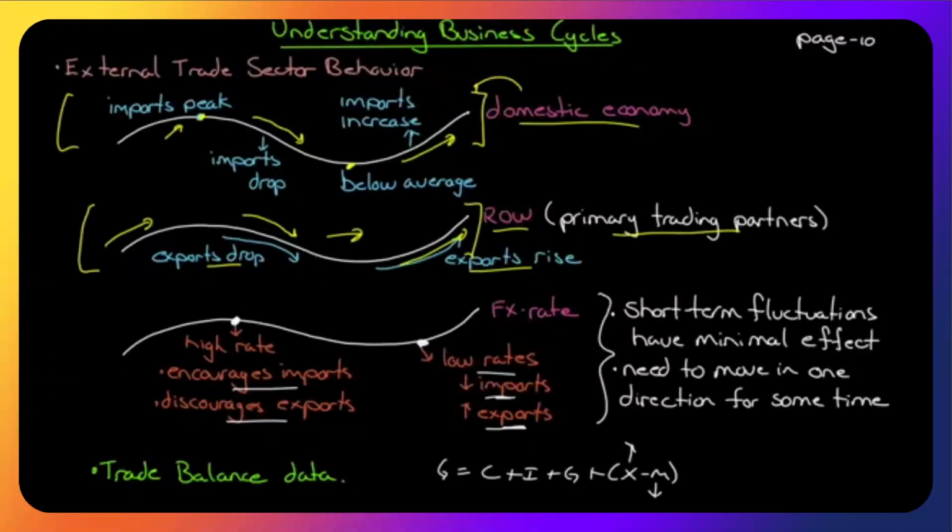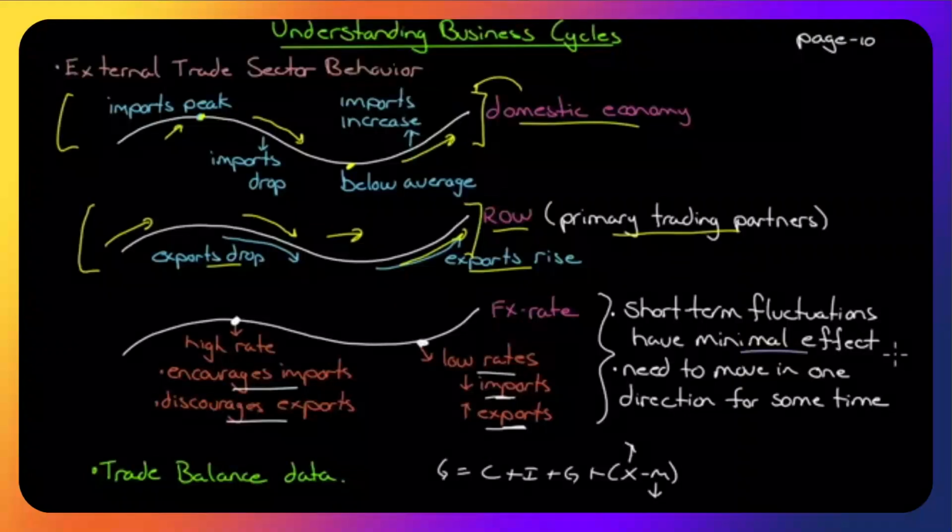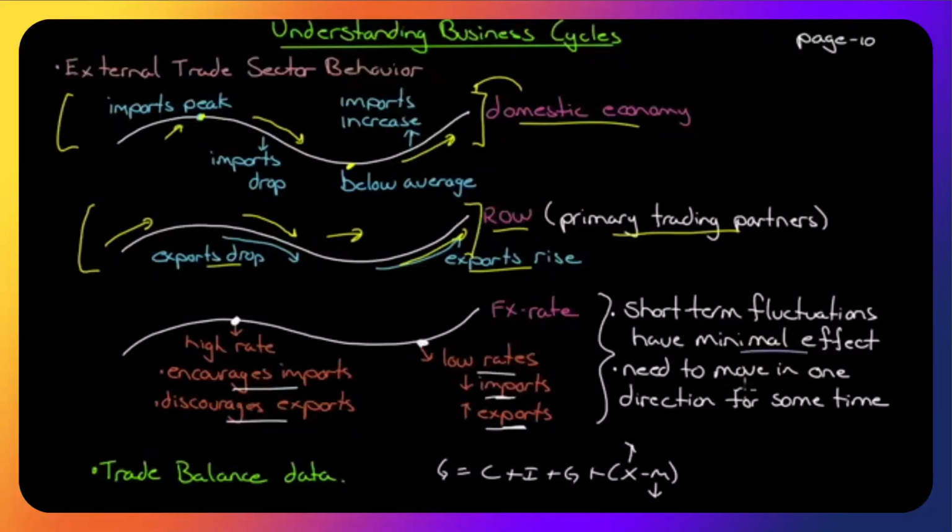It's not short-term fluctuations that really matter. Short-term fluctuations have minimal effect because a lot of supply contracts are for long periods of time. Companies that know that they're buying or importing regularly from a particular trading partner will engage in all sorts of currency hedging activities because they're not in the game for the currency, they're in the game for the product, so they'll lock in a specific exchange rate. But if a country's currency moves in a direction for a long period of time, then yes, it will start to affect the level of exports and imports. So it needs to move in one direction for some period of time.